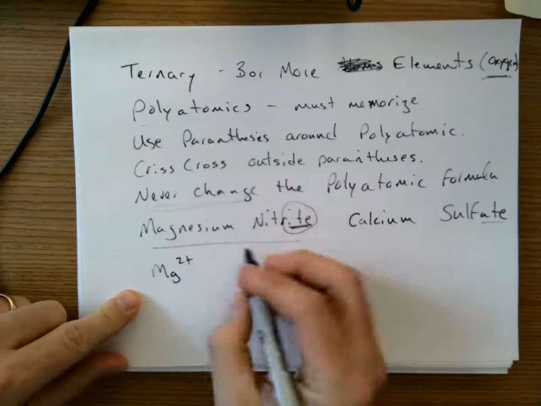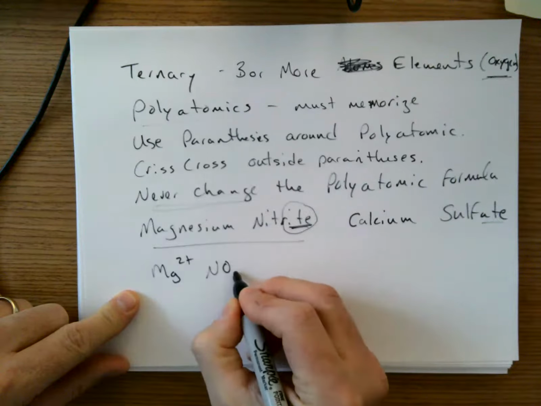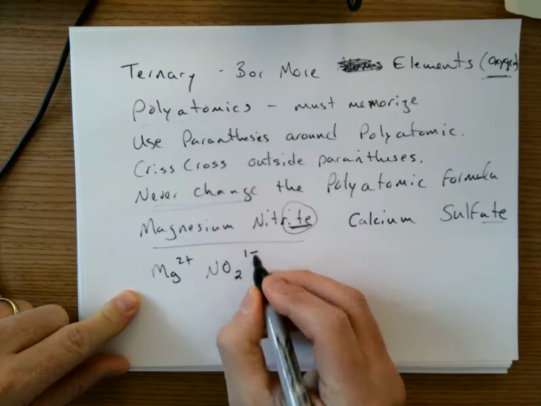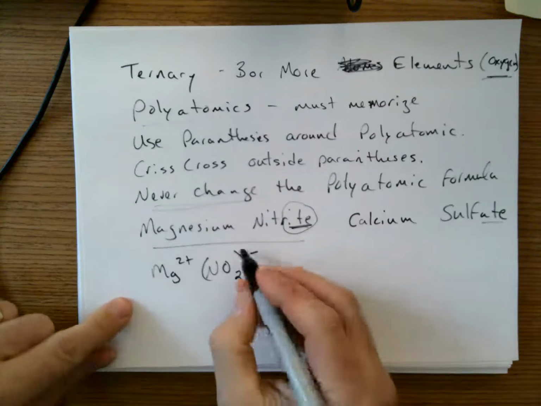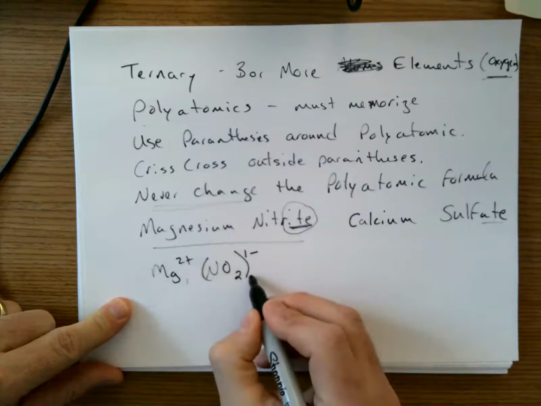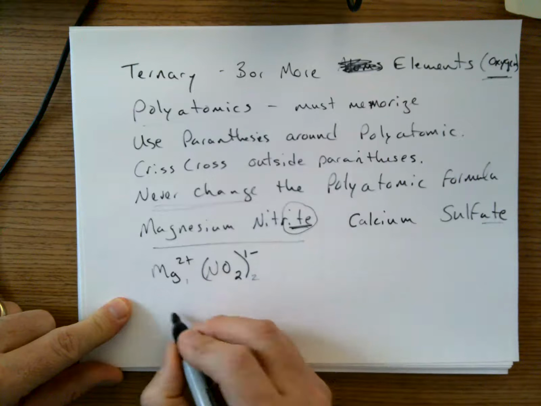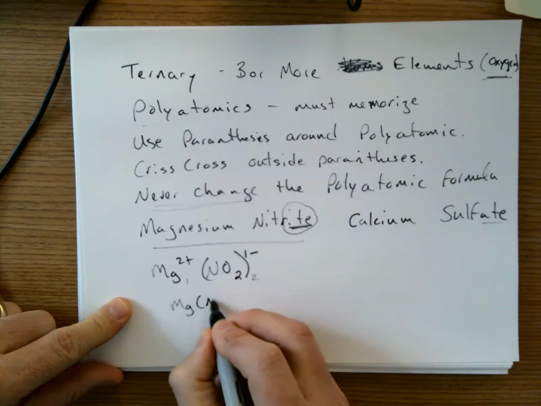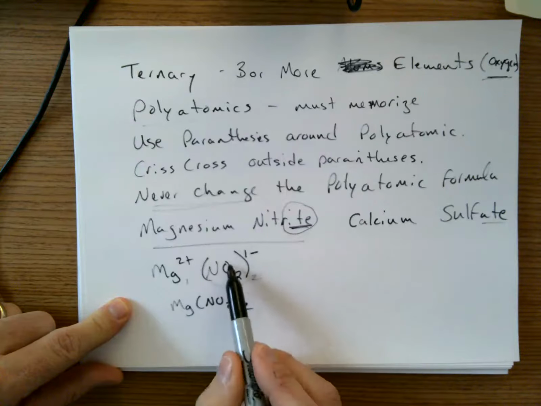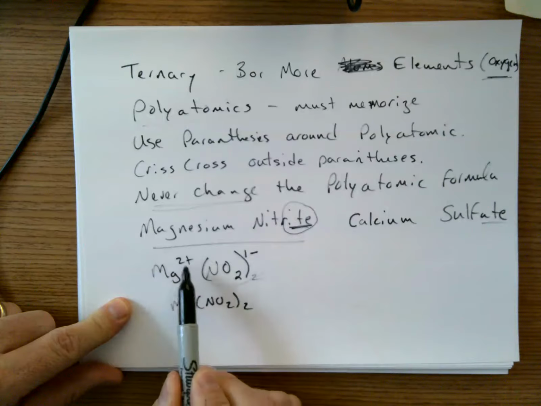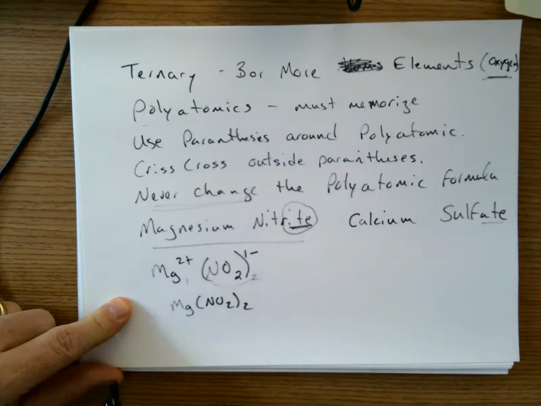Nitrite, you need to have that memorized. Nitrite is NO2 with a -1 charge. Now again, I'm going to put this in parentheses just so I know when I crisscross my 1 and my 2, it goes outside the parentheses. So the final answer would be, again, it's going to take 2 nitrites, each having -1 charge, to neutralize out the magnesium with a +2 charge.